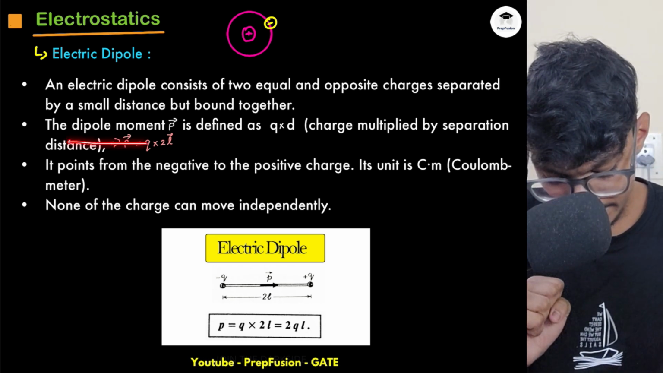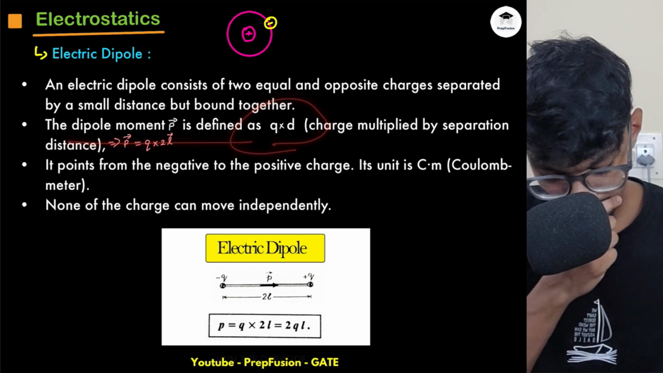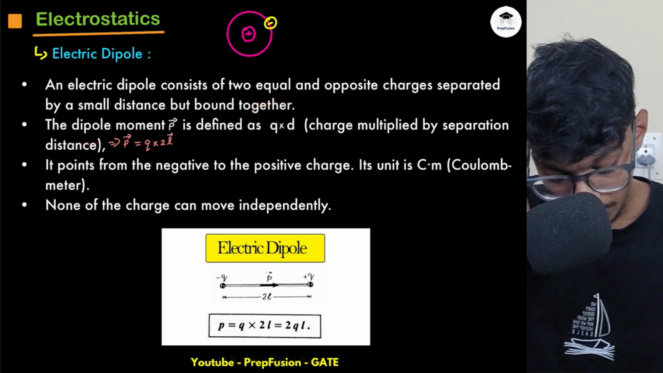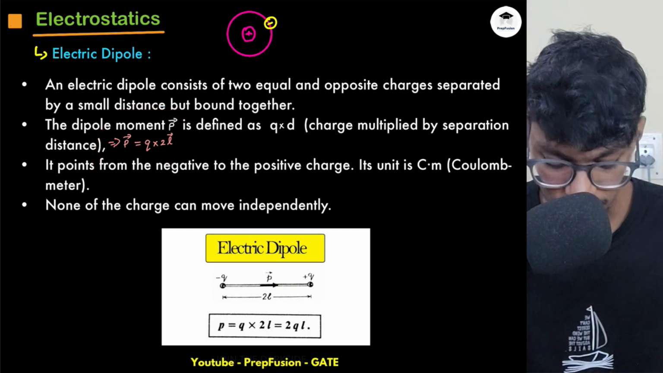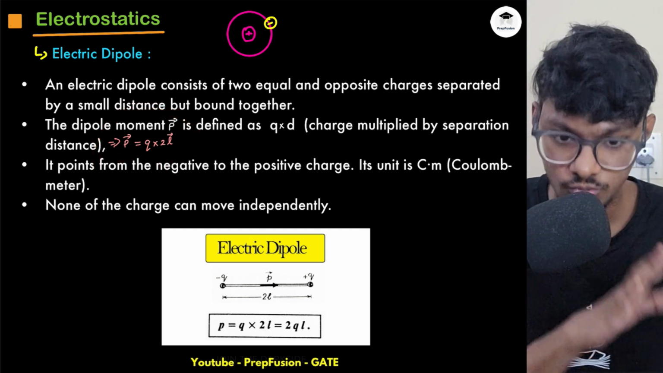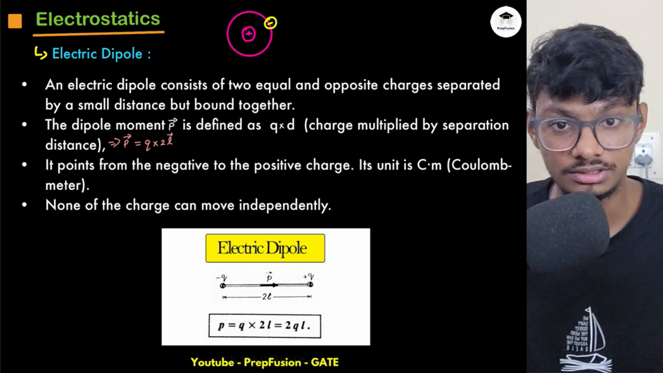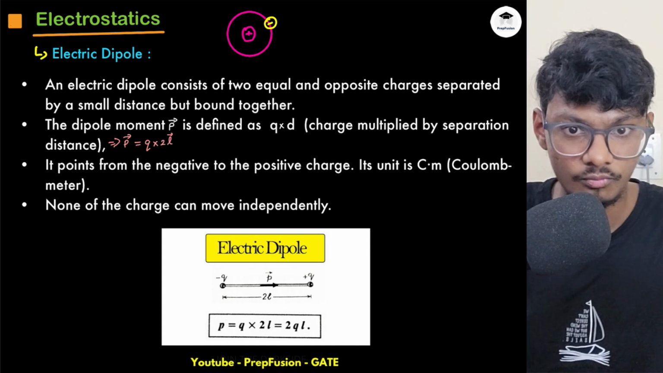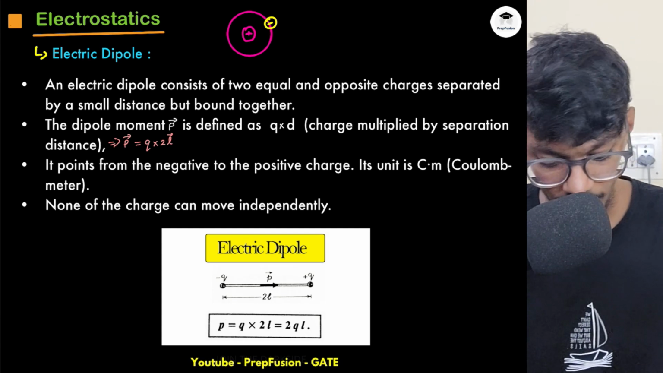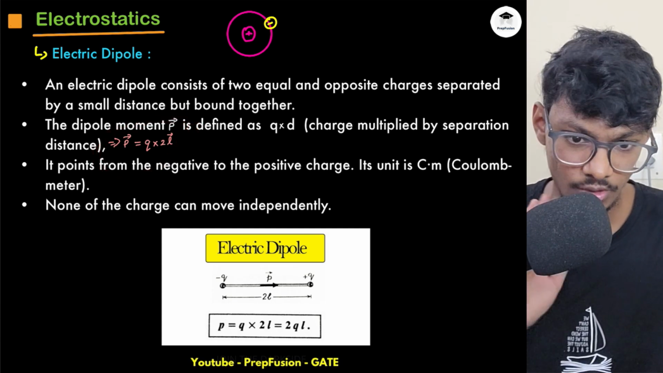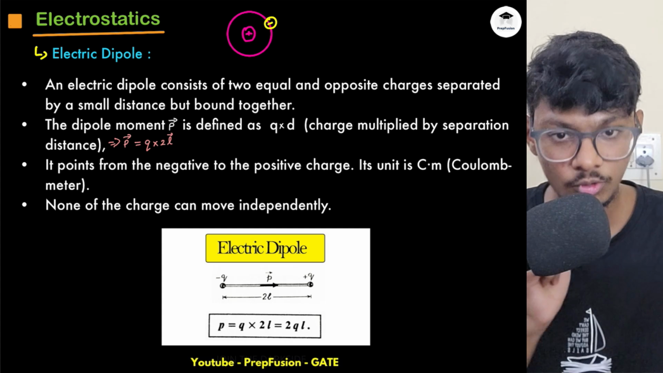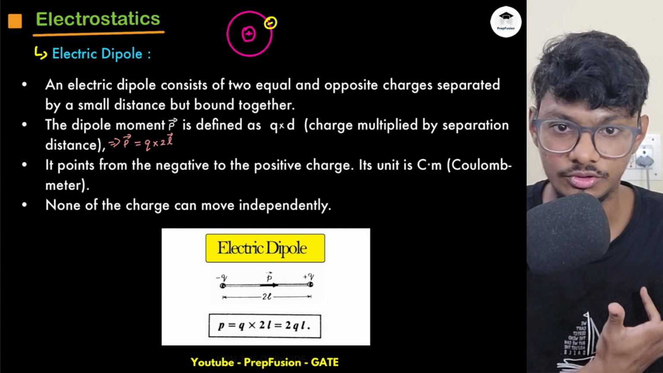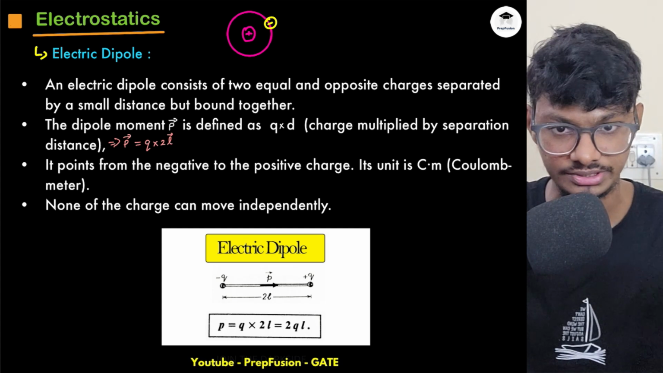The dipole moment is defined as q times d, charge multiplied by the separation distance. In vector format, it is p equals q times 2l. Now, why are we suddenly talking about moment? We will understand that once we derive a few expressions. But for now, the dipole moment is simply the charge multiplied by the distance between them. Keep this expression in mind.